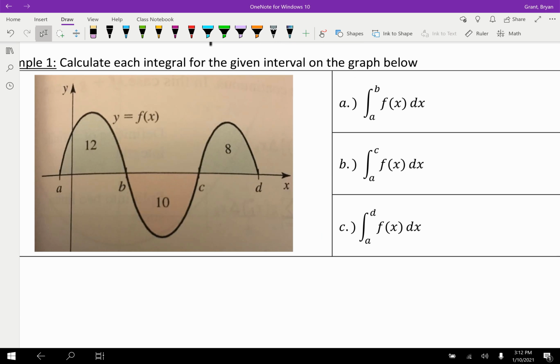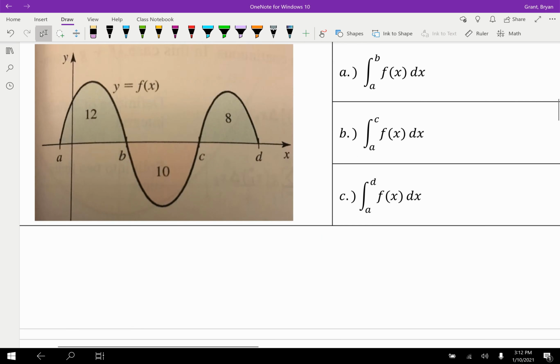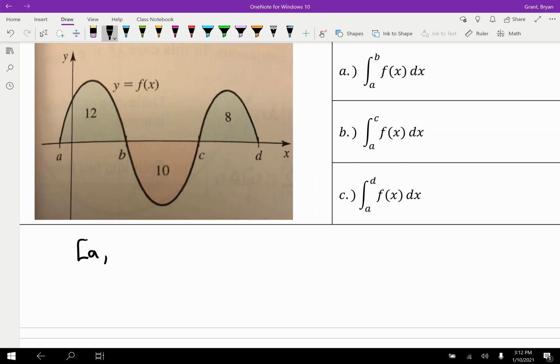So here we have a graph that is continuous on the closed interval from a to d, right? Never have to pick up my pencil until I get over to d.